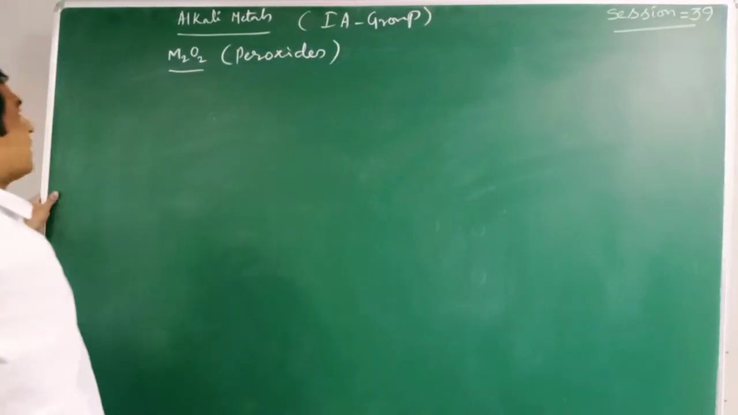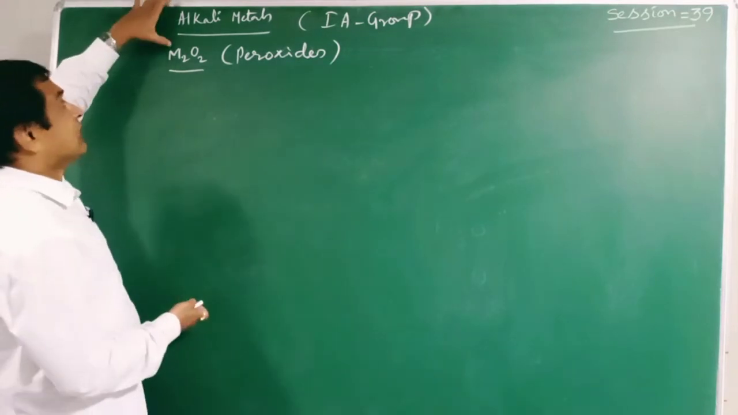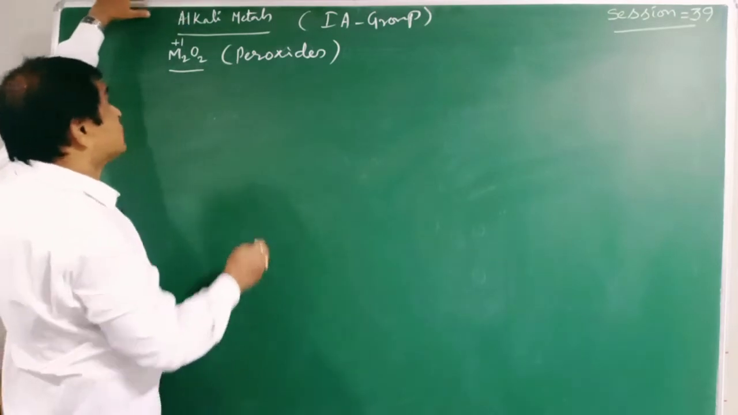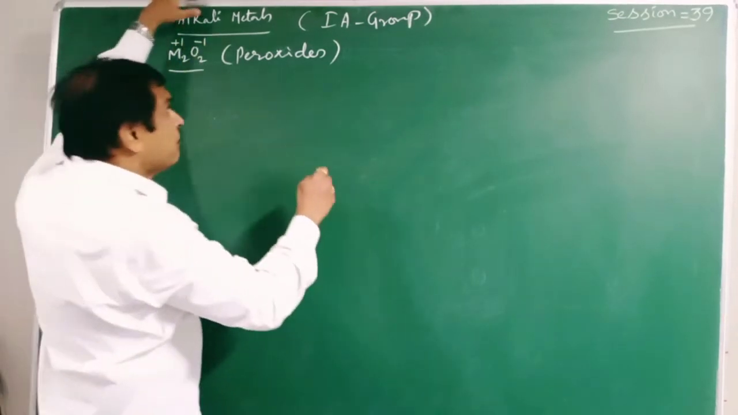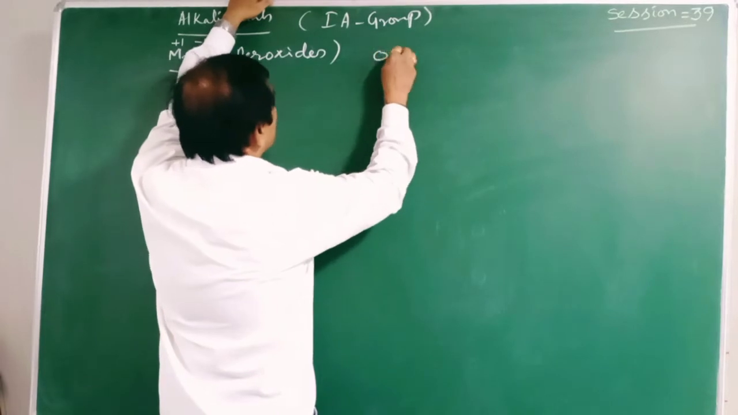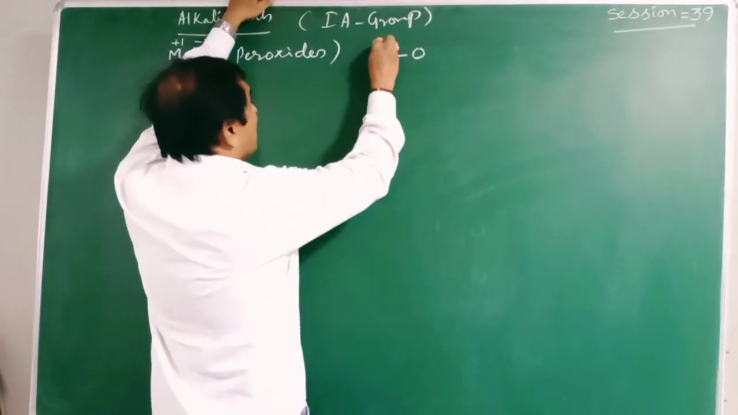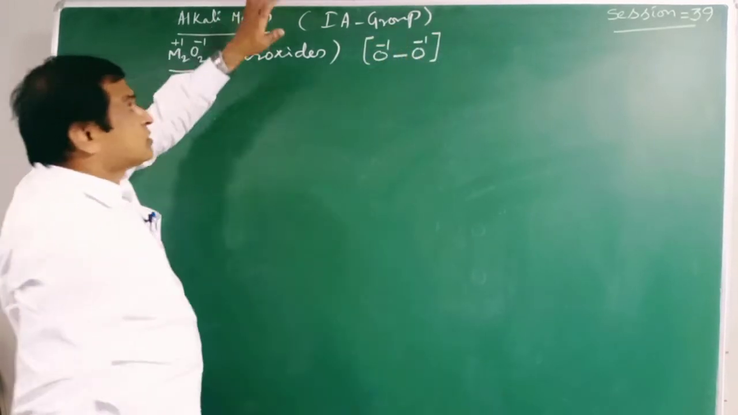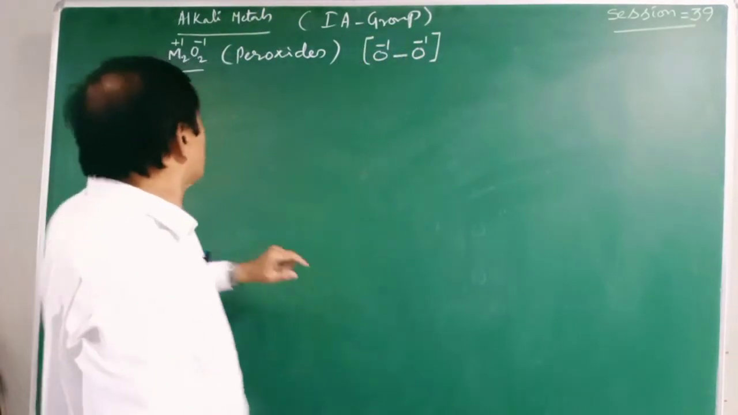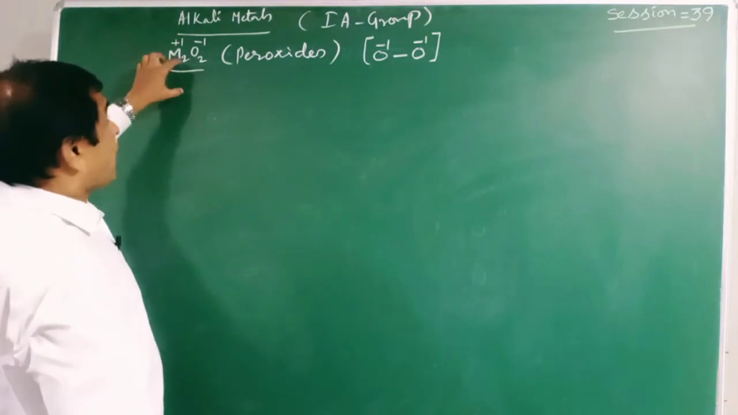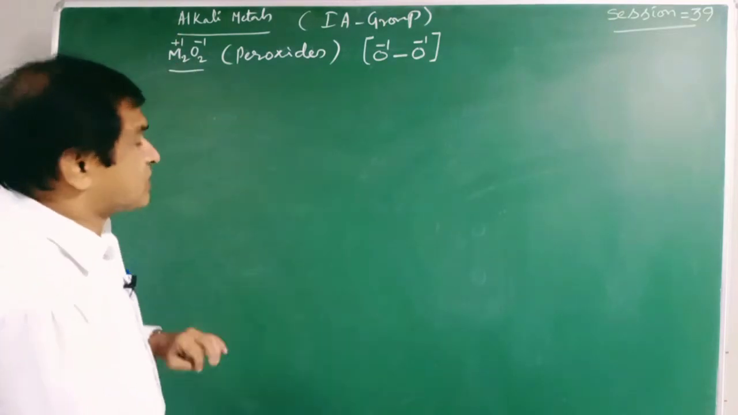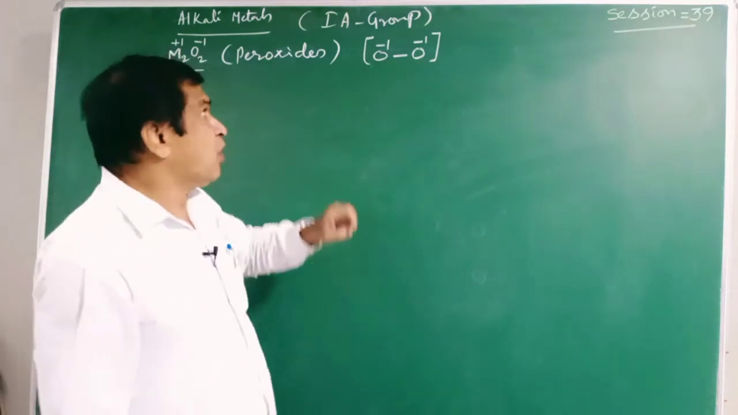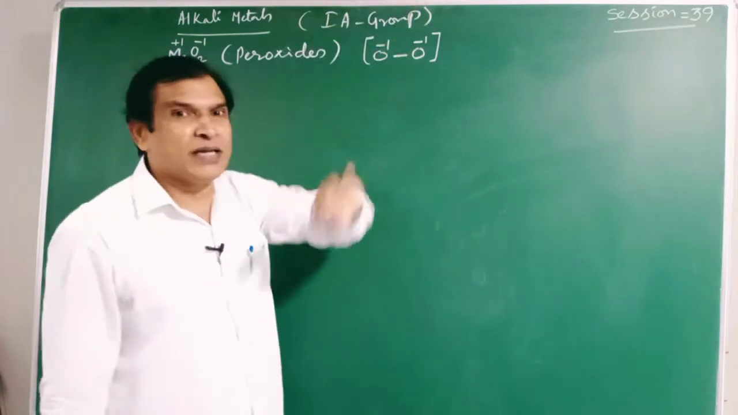In M2O2 type of peroxides, the oxidation state of the alkali metal atom is +1 and the oxidation state of the oxygen atom is -1. And remember, what is meant by a peroxy bond? O single bond O is called a peroxy bond, where the oxidation state of each oxygen atom is -1. So this is peroxides.